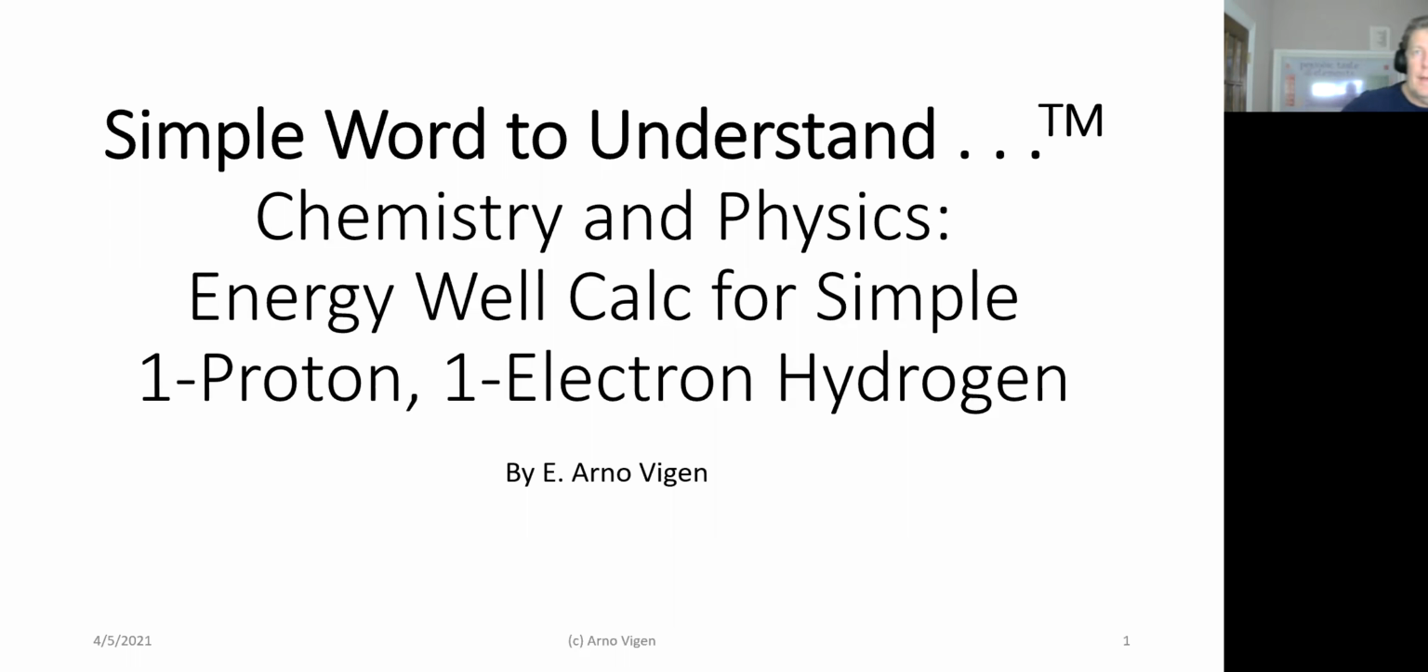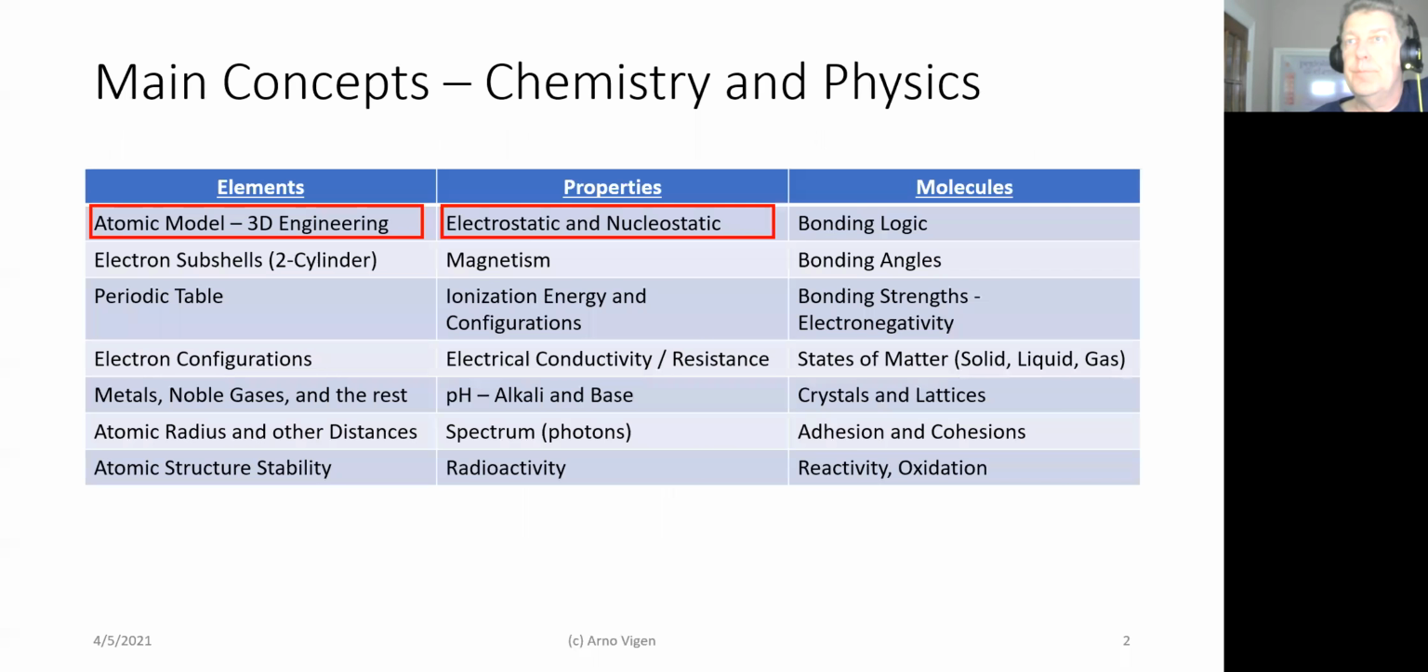Hi, this week I'm going to describe the energy well calculation for a simple one proton and one electron hydrogen atom. So much is said about what the wells are. What do they look like? How are they shaped? What do they do? And I'll try to explain all of that.